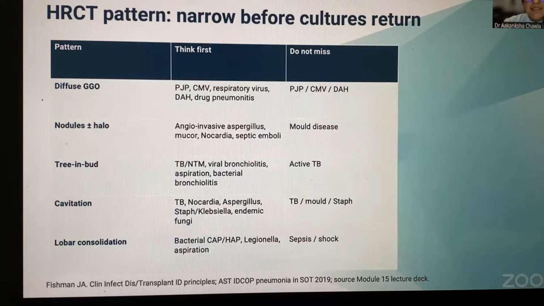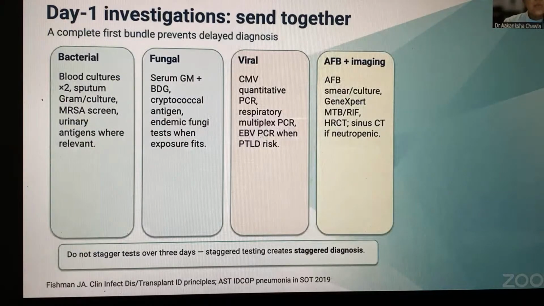Then, of course, we have cavitation, which can be seen in TB, Nocardia, Aspergillus. Remember, cavitation can also be seen in Staph and Klebsiella, as well as endemic fungi. And then lobar consolidation, which is, of course, in bacterial CAP and HAP, but even in Legionella. We recently had a case who had a very specific right lower lobe consolidation. Again, a post-renal transplant patient.